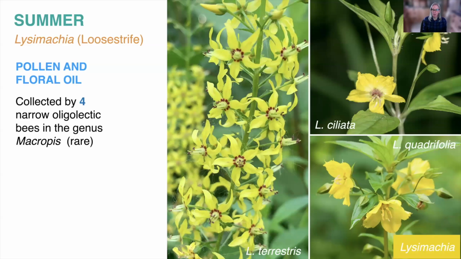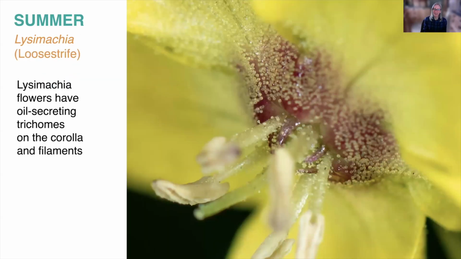All right, I think of all of the examples here, this is probably the most interesting specialization. Pictured here are some of the plant species in the genus Lysimachia, or some of our native loosestrife flowers. This is not the same as the non-native invasive purple loosestrife. We do have native loosestrifes, and a lot of the native species in the genus Lysimachia have these yellow flowers. And there are 4 narrow oligolectic specialists in the genus Macropis. The bees in the genus Macropis are very rare to extremely rare. I've yet to see one myself, and it's still on my top 10 list. But anyway, let's take a closer look at the Lysimachia flowers.